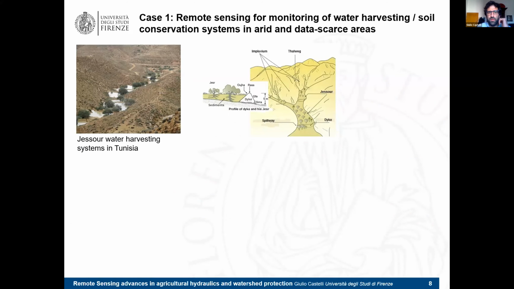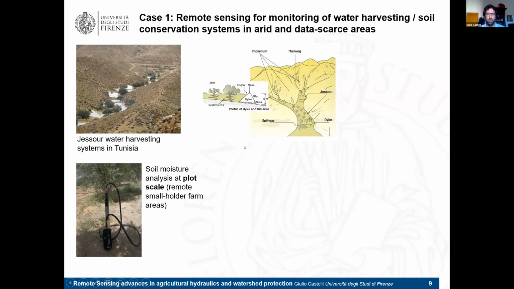I'm presenting a few case studies that came from our research experience. I hope to give a quick overview on what can be done apart from very classical applications like irrigation management and soil moisture study. So you see here, this is the first study we did in Tunisia about the study of the effect of water harvesting and soil conservation systems in arid and data scarce areas. Here, the local farmers crop olive trees, but also date palm in the so-called Jessour water harvesting system. It's a very remote area with a lot of smallholder farmers. It's very difficult to get soil moisture data and to have a proper assessment of the effectiveness of these measures.